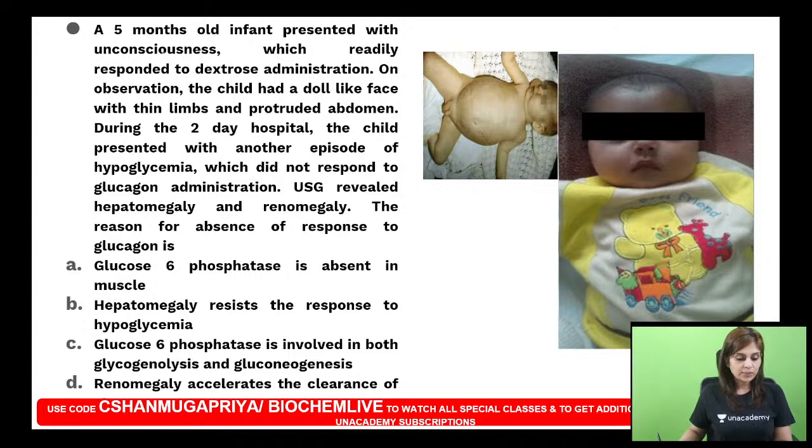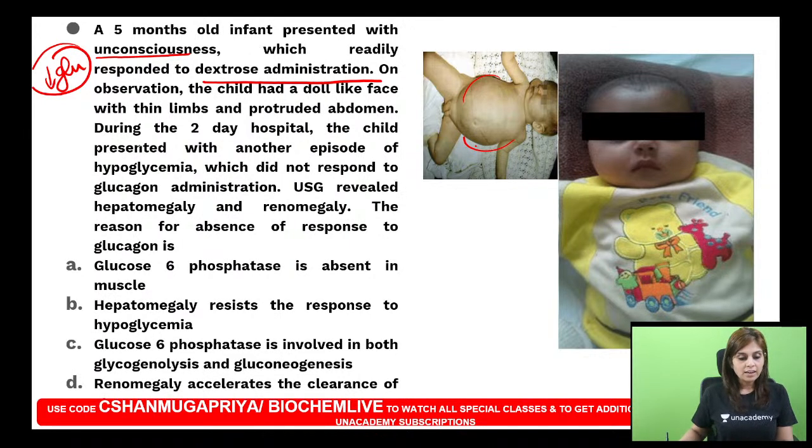Now this is the next question. A 5-month-old infant presented with unconsciousness which readily responded to dextrose administration. If unconsciousness responds to dextrose administration, then what probably is the cause? It is hypoglycemia. On observation, the child had a doll-like face, which is nothing but fatty cheeks, with thin limbs and a protruded abdomen.